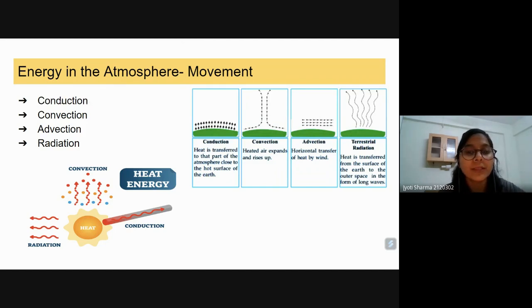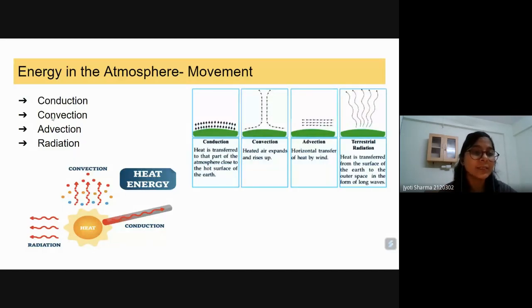If we talk about conduction, then there must be a touch. This is the touch mechanism. If an object touches a heated object, then the energy will be transferred. So heat is transferred to that part of the atmosphere close to the hot surface of the earth. Here there should be contact between two objects, so that the heated object can give energy to the other object. And because we know that air is a very bad conductor of heat, conduction can't go over a longer distance. So we must have some other kind of movement in the atmosphere.